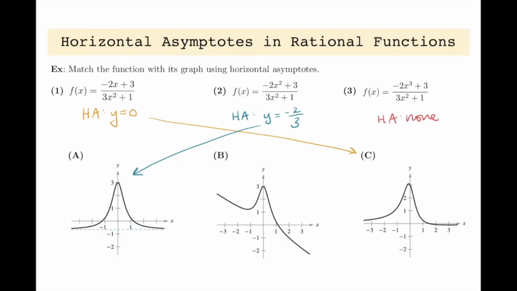The third function is top-heavy. The degree up top is larger than the degree in the bottom. That means that the graph of this function will have no horizontal asymptotes. The graph labeled B has no horizontal asymptotes because it just increases as x goes to negative infinity and decreases as x goes to positive infinity.